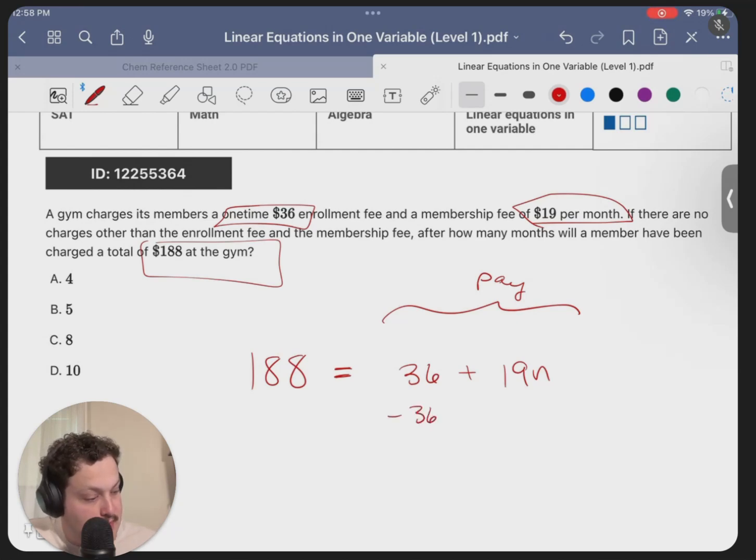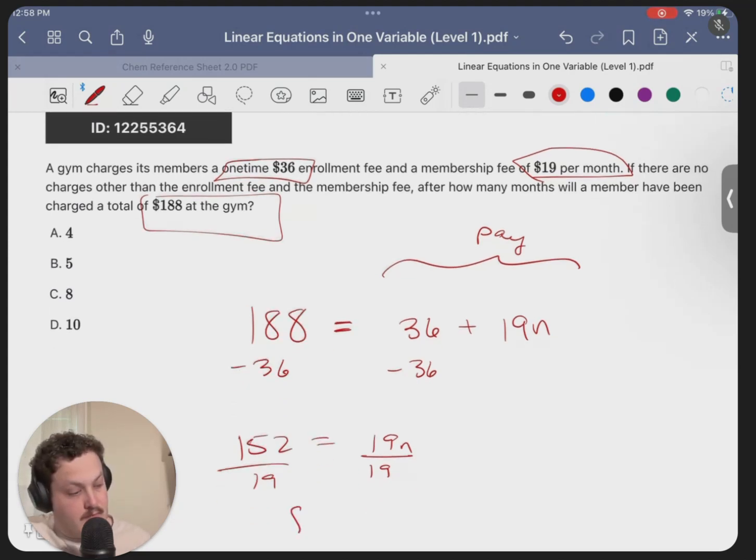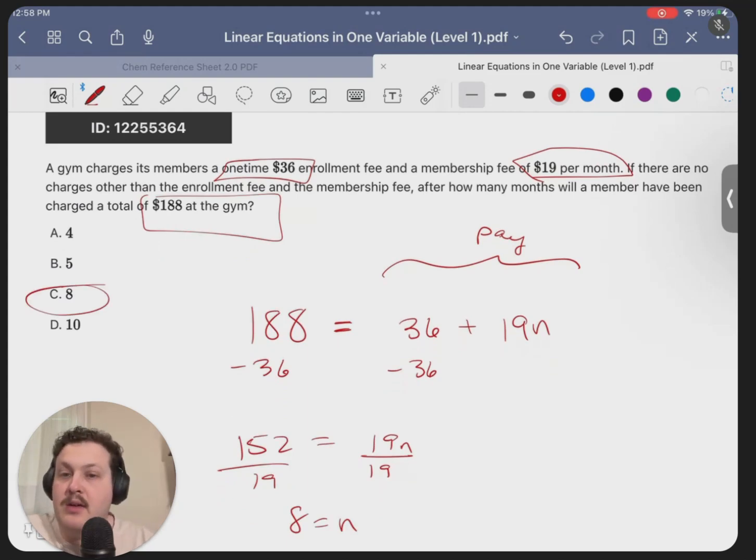Subtract 36 from both sides. 188 minus 36. 152 equals 19n. Divide both sides by 19. We should hit that value in 8 months.